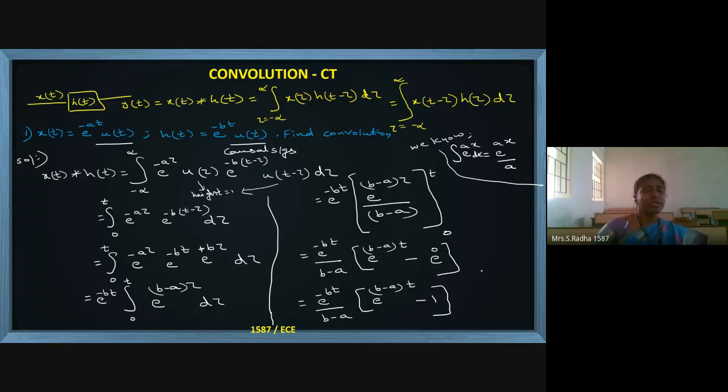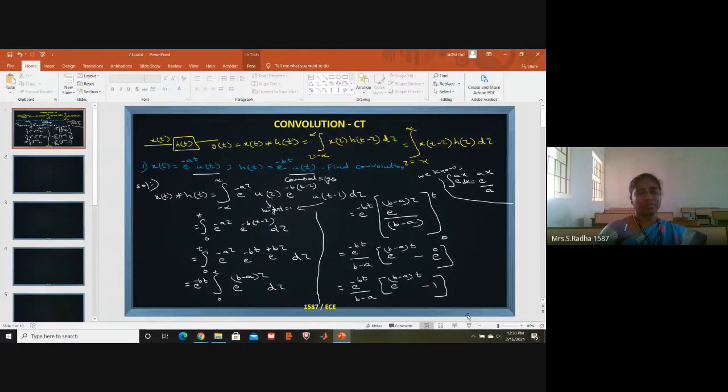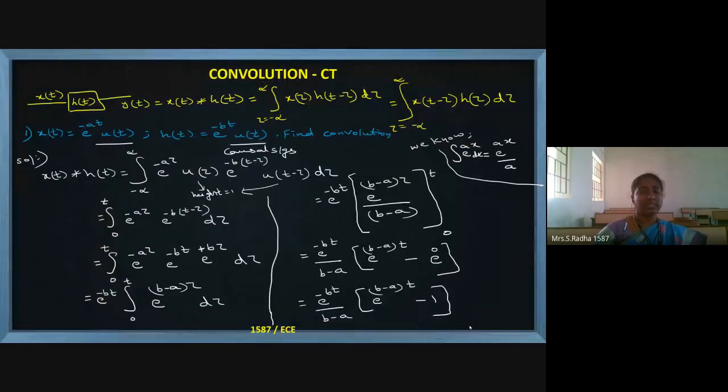So in discrete time also, when we had causal signals, the limits we changed as 0 to n. n means discrete time, t means continuous time. Whenever we come across causal signals, causal means both the signals should have u of t in the equation. In discrete time, both the signals should have u of n. That is called causal signals in discrete time.